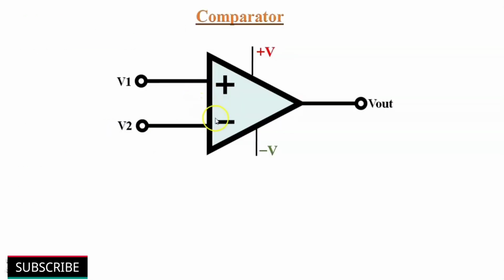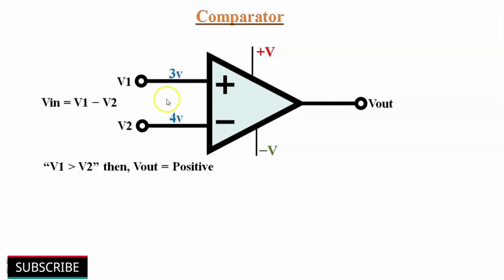A comparator is an electronic circuit which compares its two input signals. The output of a comparator indicates which of the inputs is greater or lesser. If V1 is greater than V2, the output voltage becomes positive. If V2 is greater than V1, then the output voltage becomes negative. Note that a comparator falls under non-linear applications of integrated circuits.